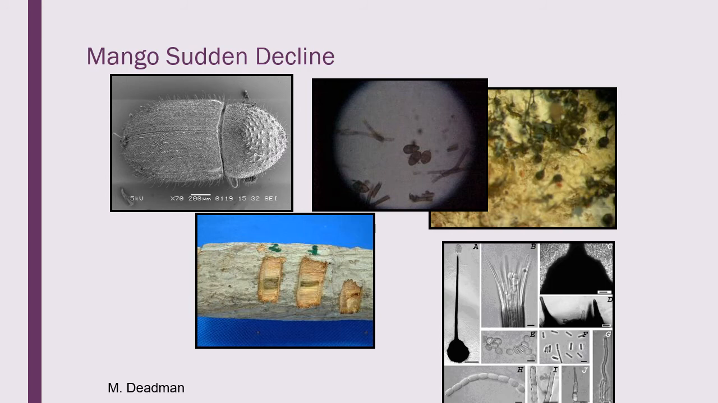This is mango sudden decline. You already probably know about it from the pathology lectures, but this is the bark beetle that transfers the disease from one tree to the other. And this is the ceratocystis that is causing the disease of mango sudden decline.